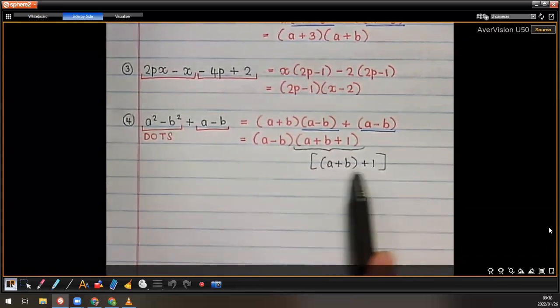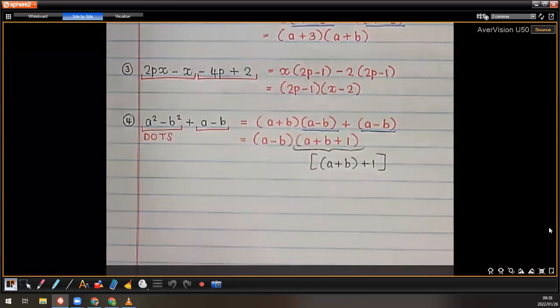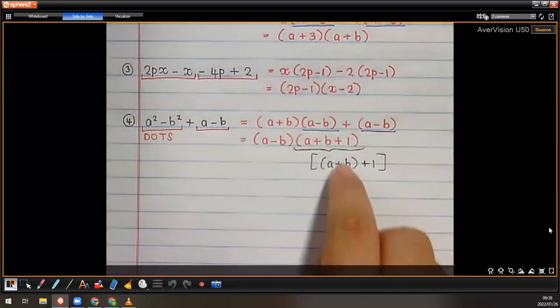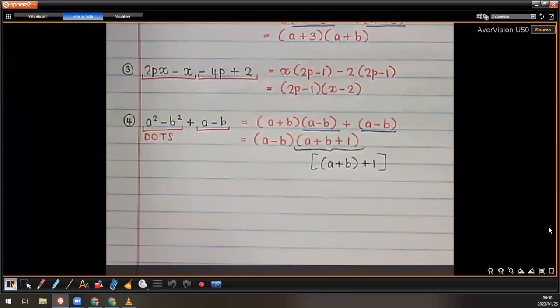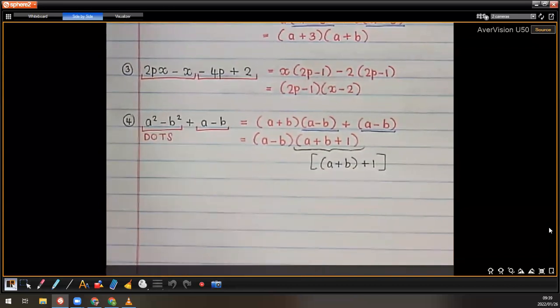But guys, you can't leave your answer like that. You will have to simplify it, and that must be your final answer. But you can put this in as an in-between step. That's perfectly fine. All right, guys, what I wanted to show you with this example is to be on the lookout for other types of factorizing within a factorizing by grouping question.